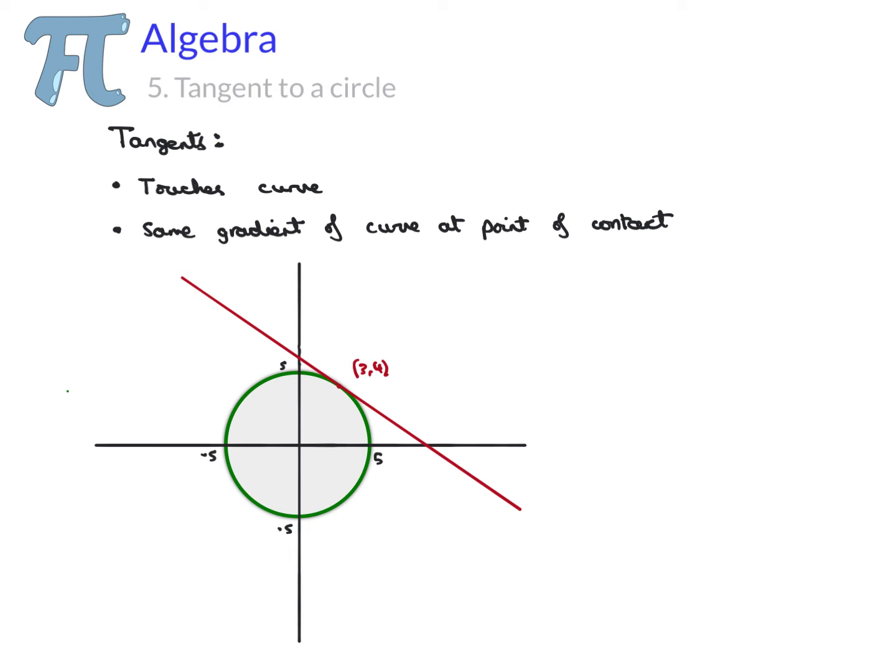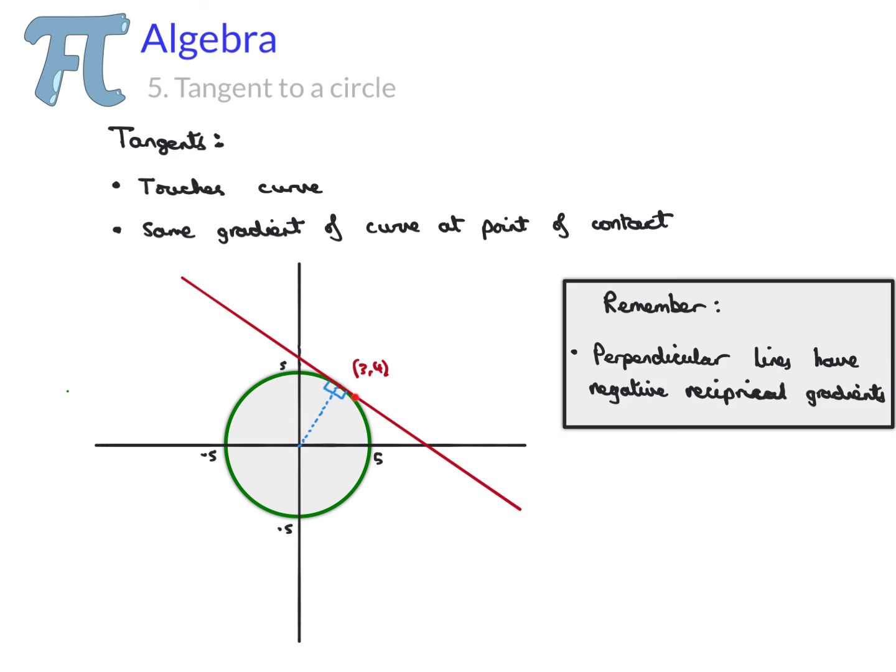We already know one thing about this tangent, that it goes through the point 3, 4. To obtain the other bit of information, we are going to exploit the fact that since we are dealing with the tangent to the circle, this line going from the centre to 3, 4 must be perpendicular to that tangent. Remember, if two lines are perpendicular to each other, it means that their gradients are negative reciprocals to each other.